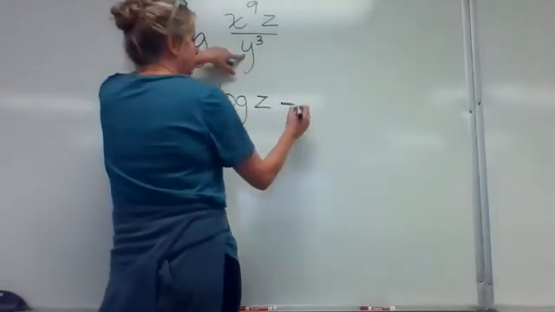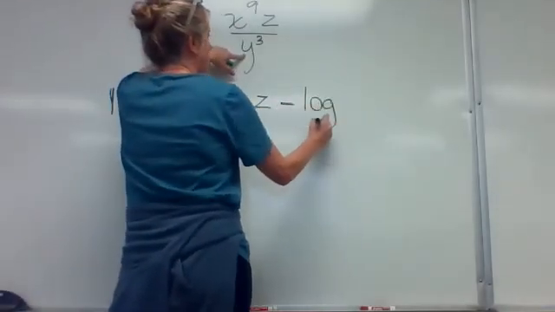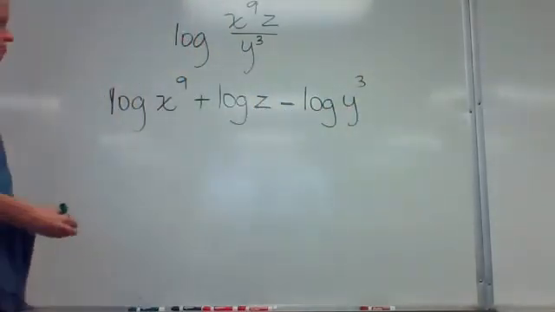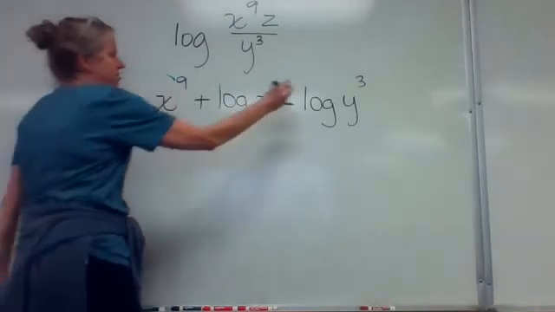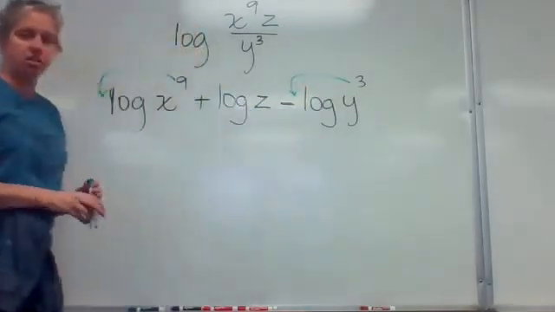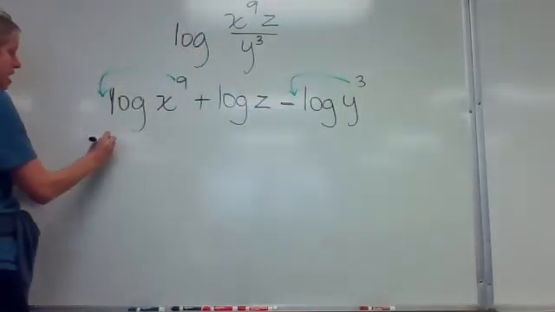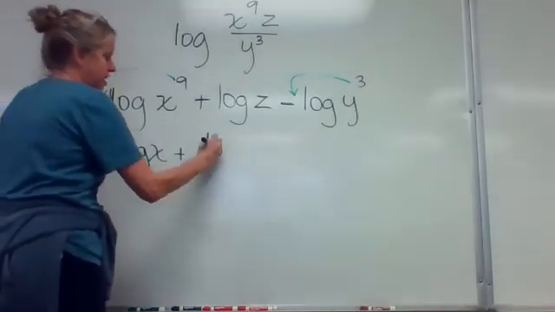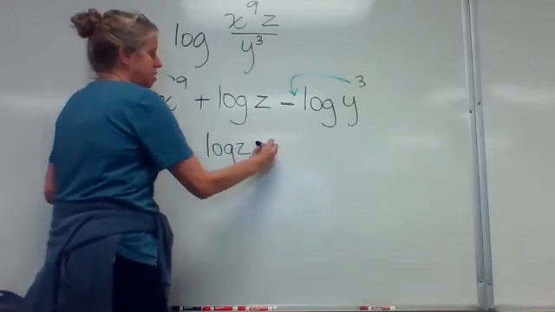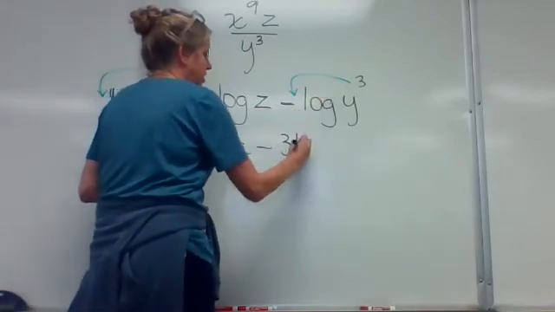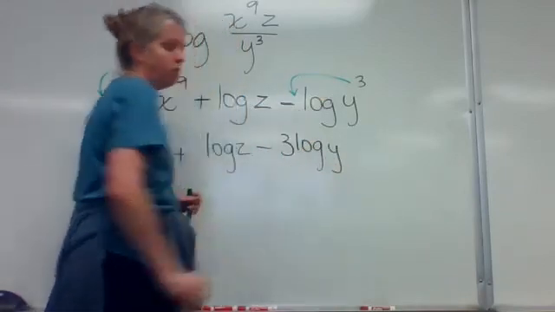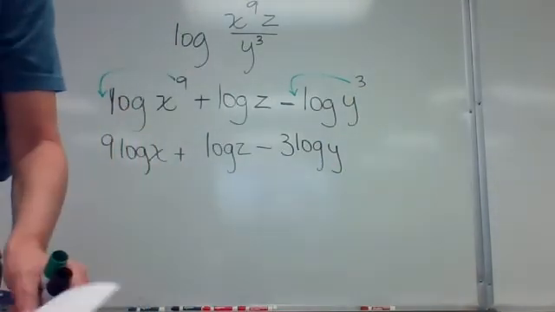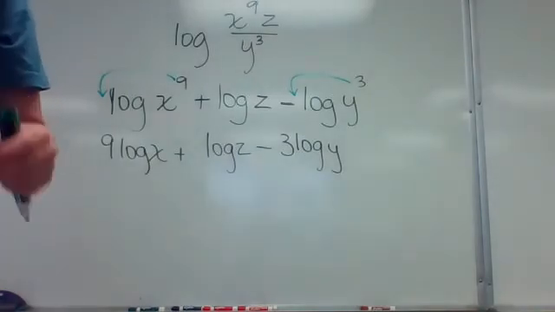Since it's in the bottom, that's going to be minus log y to the 3rd, and then drop down those exponents. So this one will be 9 log x plus drop down the log z minus drop down the 3 log y. Two more.